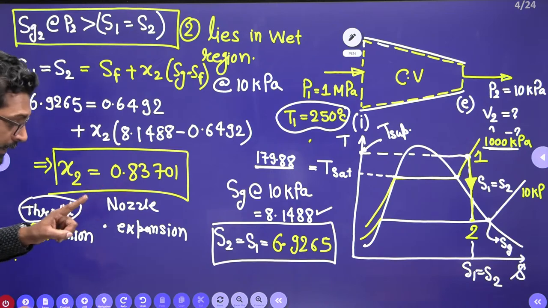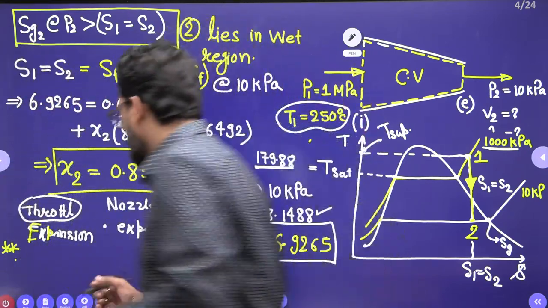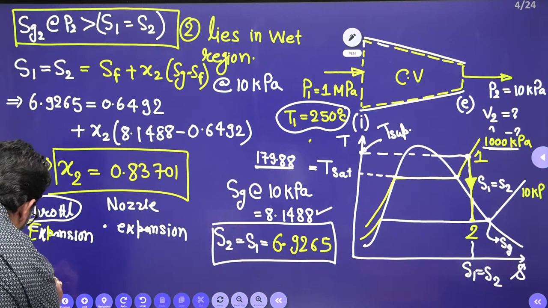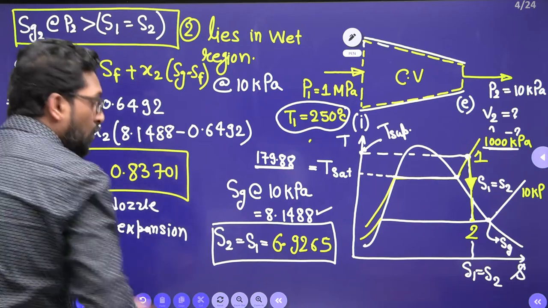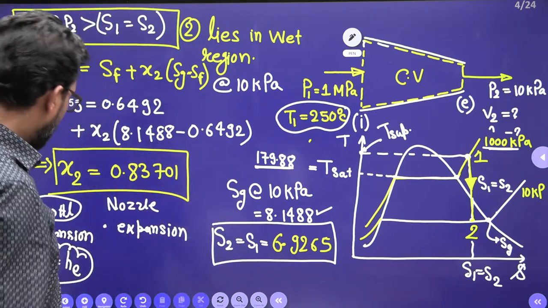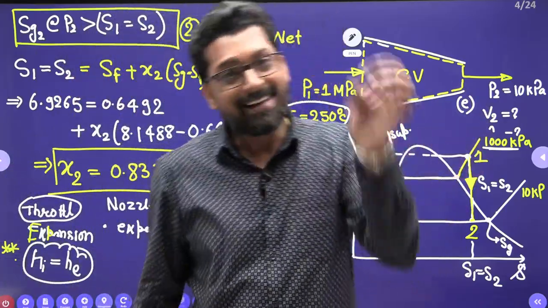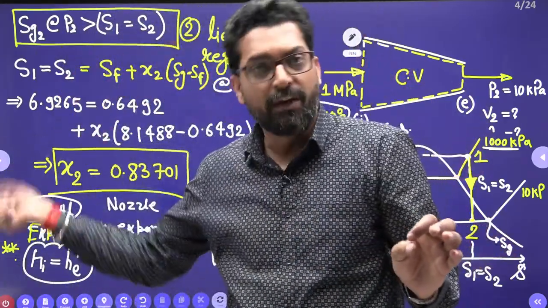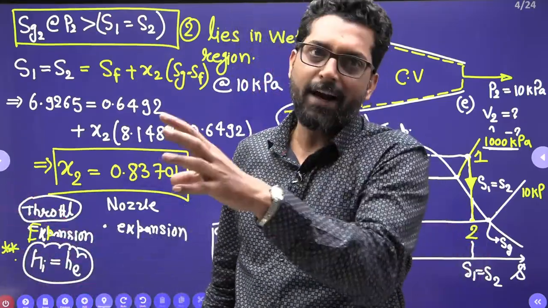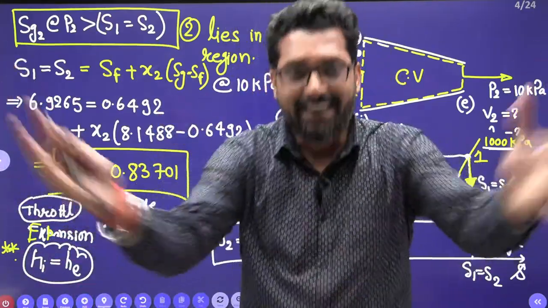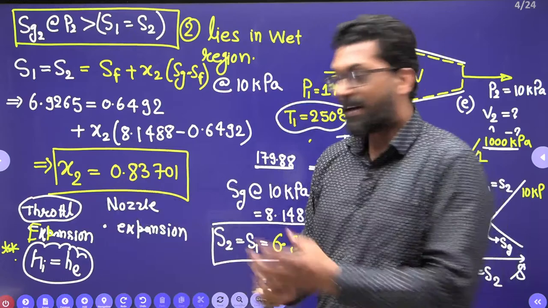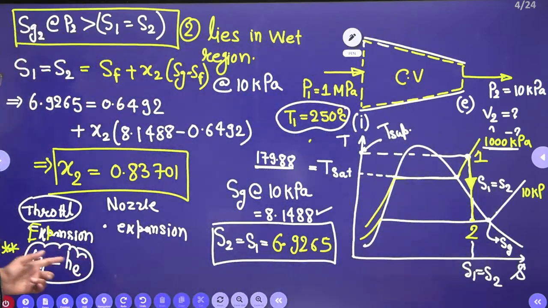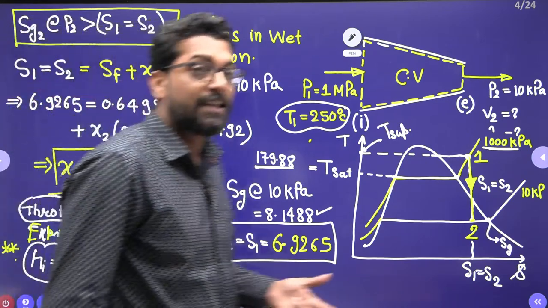In the throttling, the enthalpy at the inlet, that means HI, is the same as the enthalpy at exit. That means there is no energy change. What is the enthalpy? U plus PV. Internal energy will convert into P times V, flow energy, or flow energy will convert into internal energy, but the addition of these two is always constant in the throttling process. But in the nozzle, beta, it is not constant. That means HI has a different value from HE.